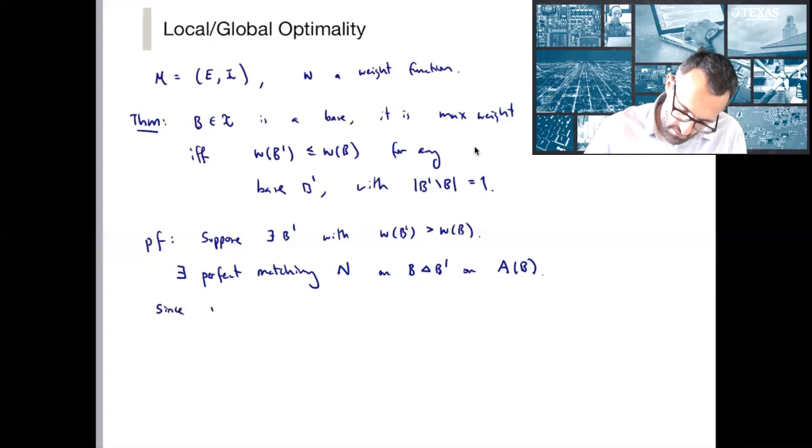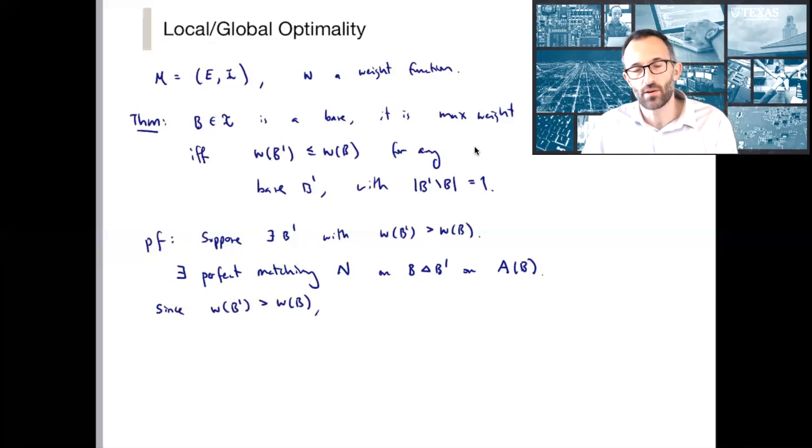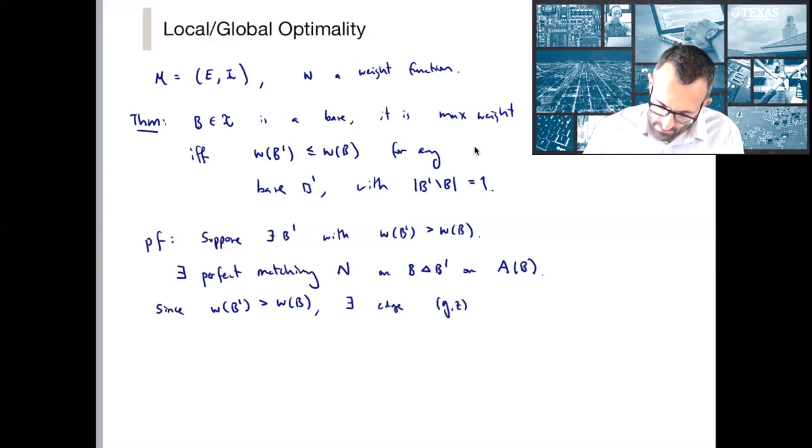So since the weight of B dash is bigger than the weight of B, and since the elements that are in B and not in B dash are matched one-to-one with the elements that are in B dash but not in B with edges, which means that each one of those could be interchanged, it has to be that one of the elements in B dash has a higher weight than the element to which it is matched in B. So in other words, since the weights in B dash are bigger than the weights in B, there has to exist some edge YZ in N with the weight of Z being bigger than the weight of Y.